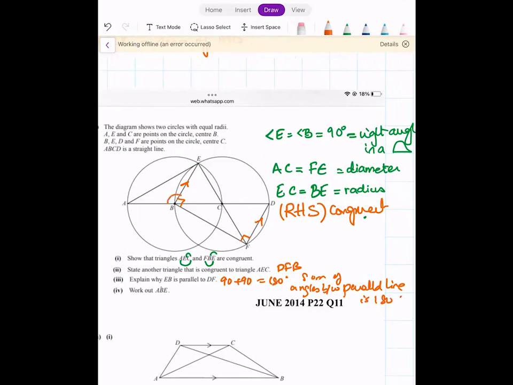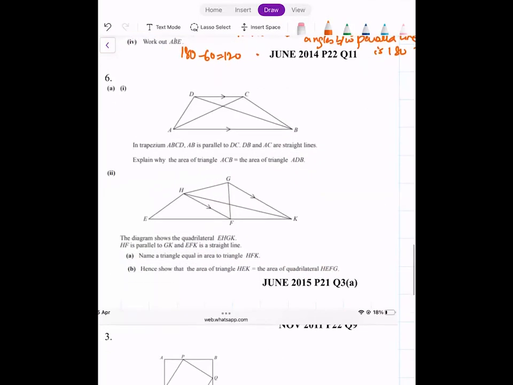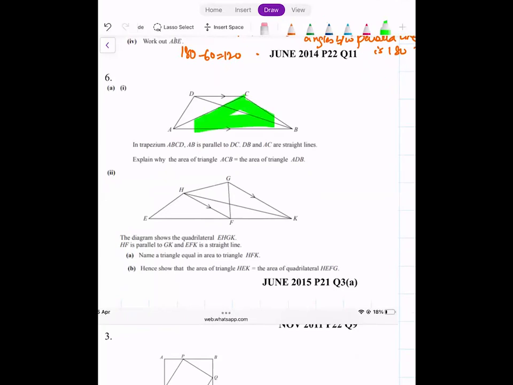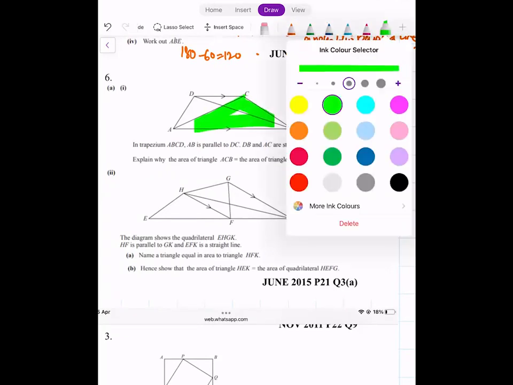Work out ABE. ये निकालना है मुझे. Okay. So this is going to be 60 degrees because all three sides are equal because they're all radius. So it's going to be 180 minus 60 gives you 120. This is also a very interesting question. Explain why the area of ACB, which is this, is equal to the triangle ADB.